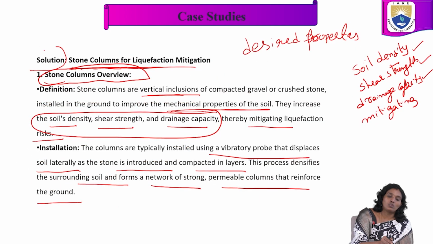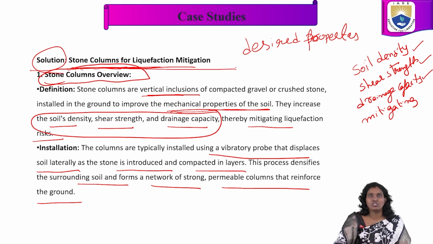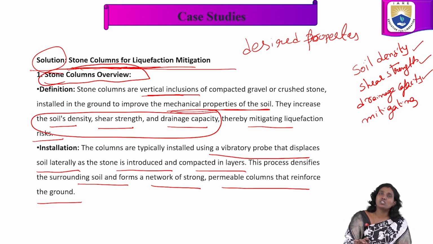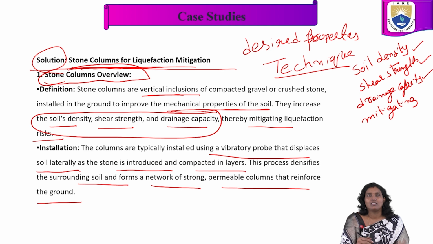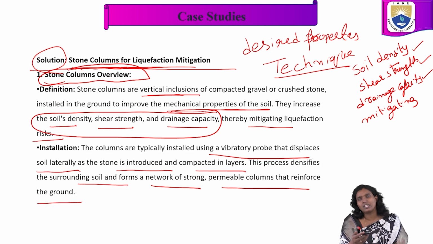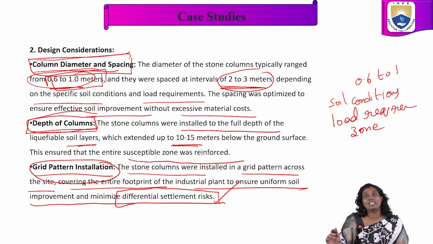Once we get this, consider stone column is the solution. Not only stone column, any technique. Once we choose the technique, first we have to understand the technique: what is the definition, how we are using it. Here it is installation. Some techniques may involve some other kind of process, and according to that we are going to understand. Once this installation is done, we go to the design considerations according to the requirement of the soil and the requirement of the project. Based on the technique, we choose these design considerations.